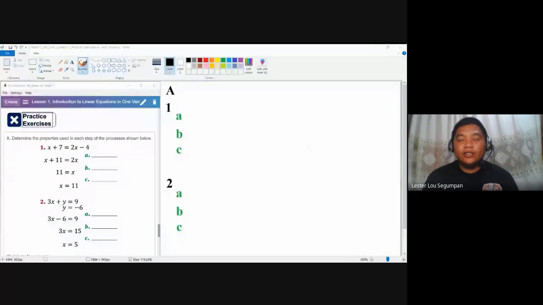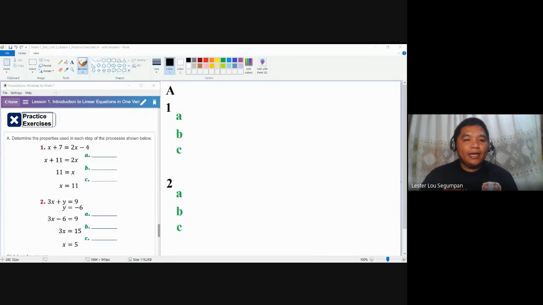Before we talk about solving linear equations in one variable, there are very important processes that we need to address. Part of our practice exercise in our module, the item I'm sharing with you right now, is the acknowledgement of the important processes present in solving linear equations in one variable. Again, the purpose of this practice exercise is just to acknowledge and analyze the presence of those properties, because those properties will be applied later on in solving linear equations in one variable.